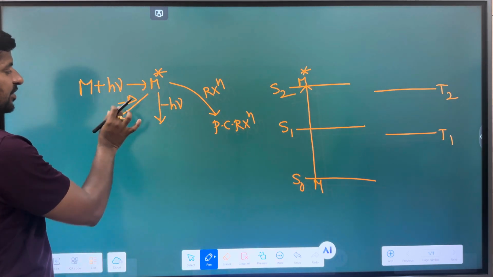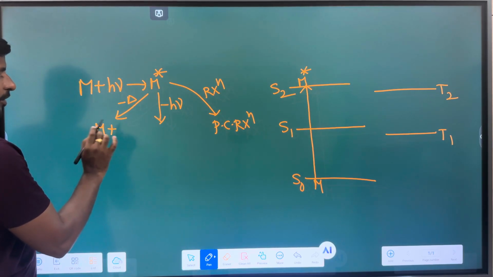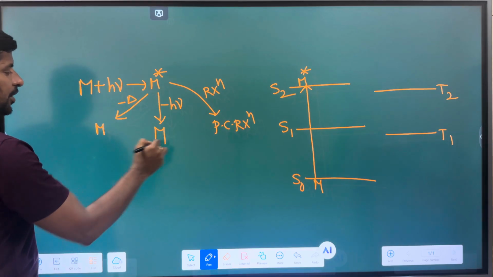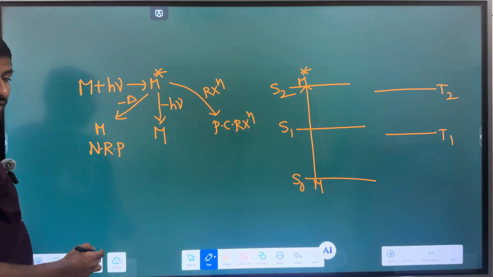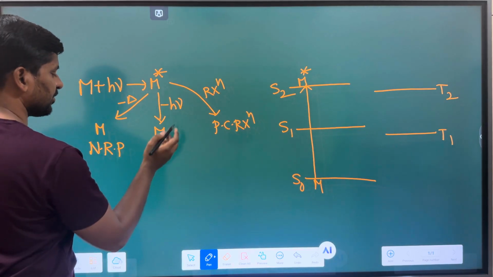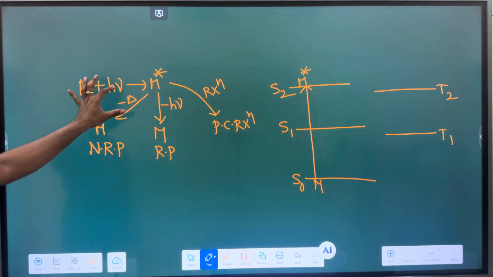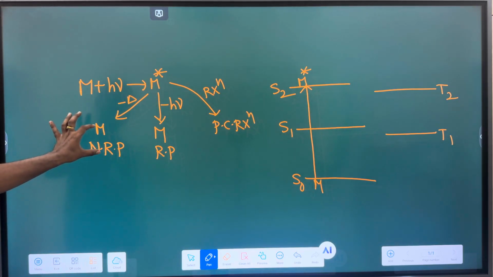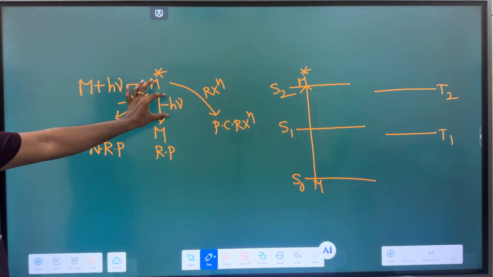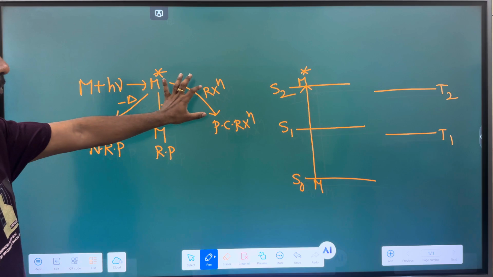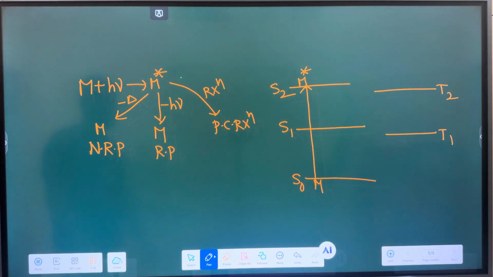If it gives its excess energy in the form of heat and comes to ground state, this is called a non-radiative process, or radiationless process. And if it comes to ground state by losing excess energy in the form of light, that is called a radiative process. If it participates in a reaction, that is called a photochemical reaction.